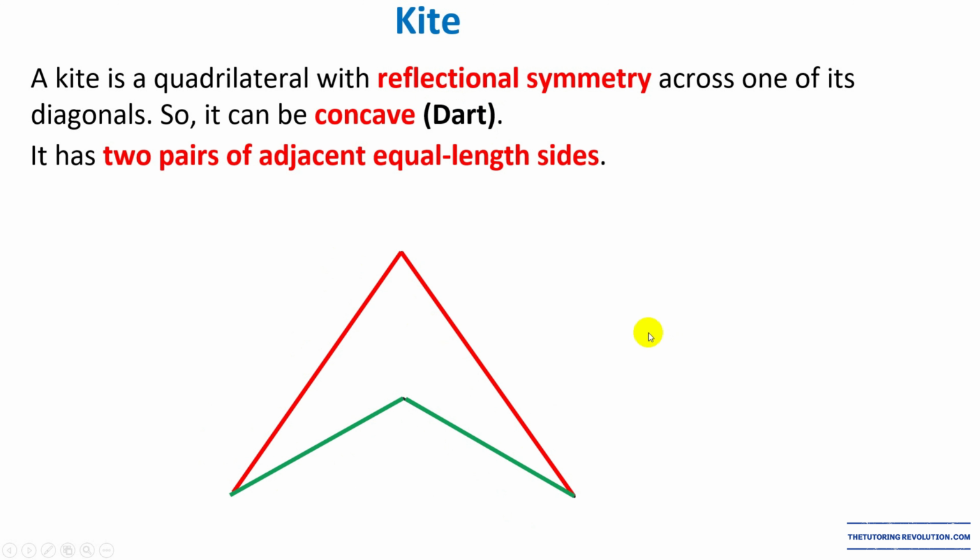Okay, so of all the quadrilaterals we've seen, parallelograms, trapezoids, and kites, the kite is the first one in which we can make it a concave figure.